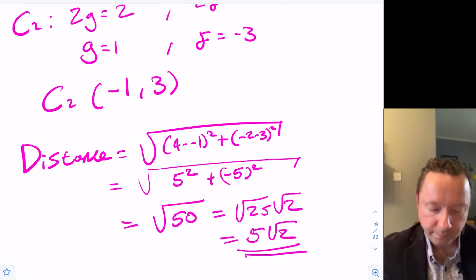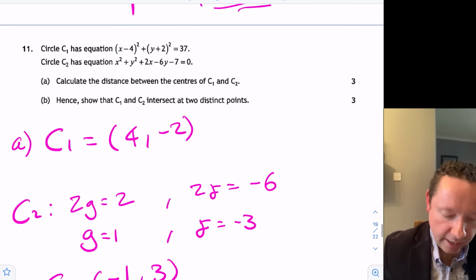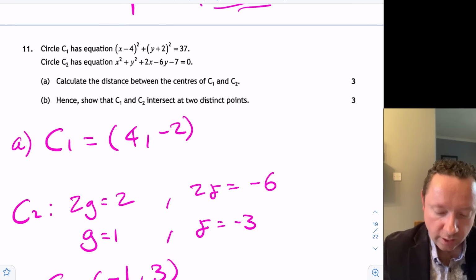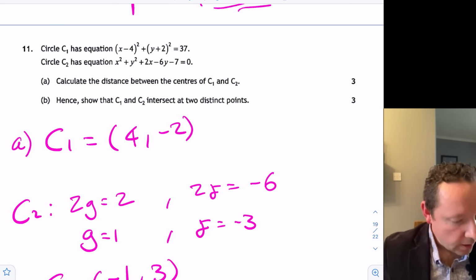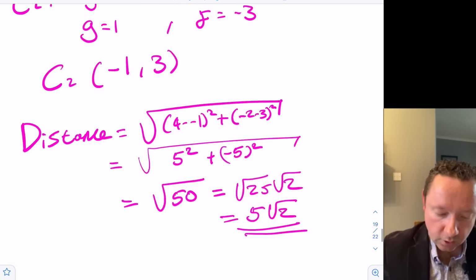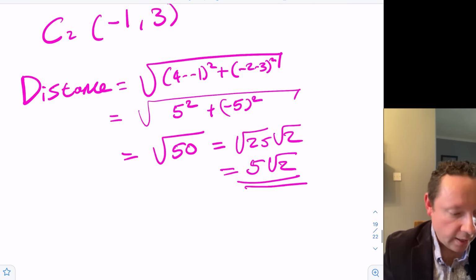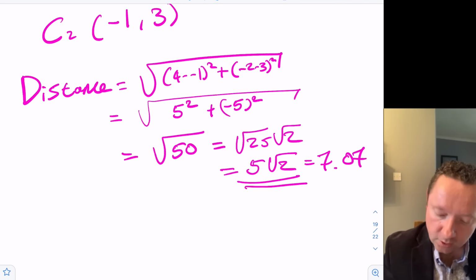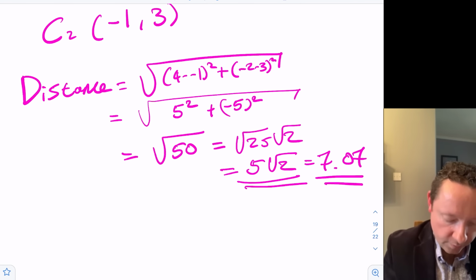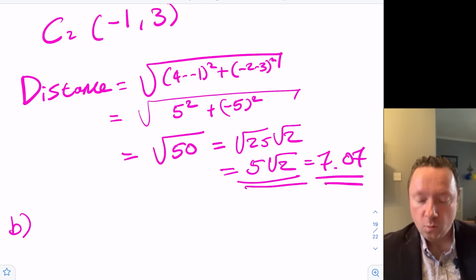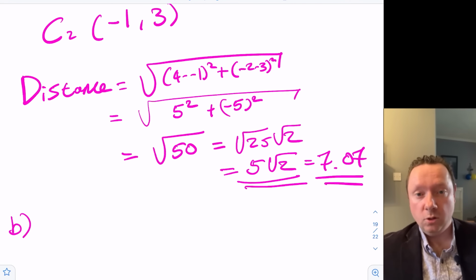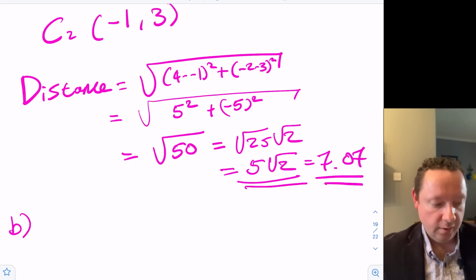Part B says, hence show that C1 and C2 intersect at 2 distinct points. So we already know that the distance between the centres is 5 root 2. Now, if you put that in a calculator, you would get an answer of 7.07. So I'm just going to note that for now. And then for part B, to work out whether they intersect at 1 point, 2 points, or no points, you need to examine the distance between the radiuses.